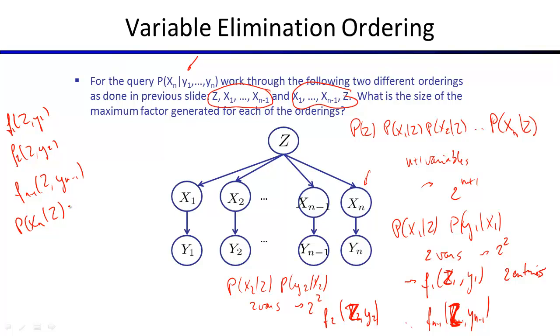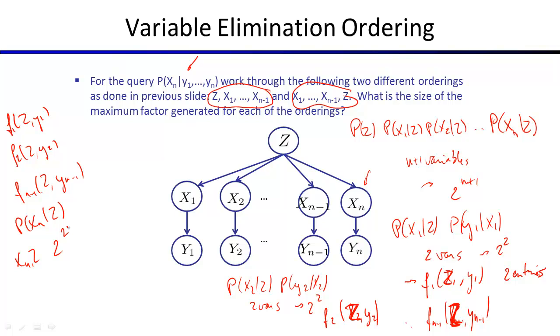Joining those together will give us a table with just two variables. Xn and z are the only two variables. So we have 2 to the 2 entries, which is pretty small. So everywhere along this process, the tables we generate only have 2 to the 2 entries.